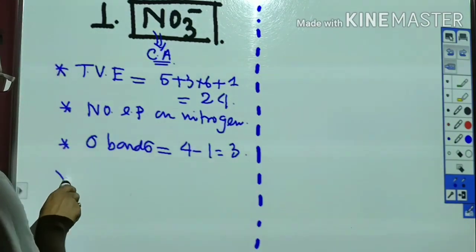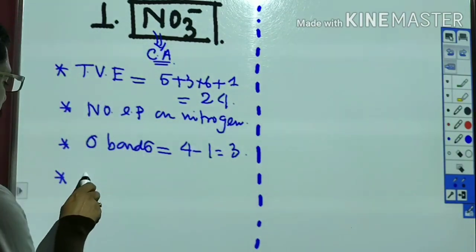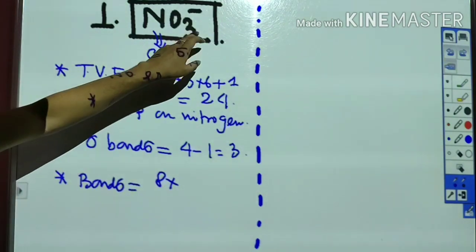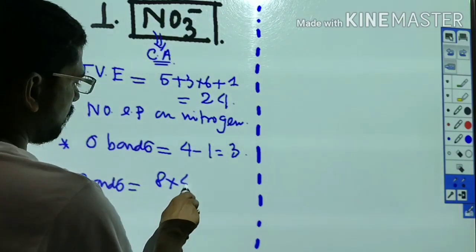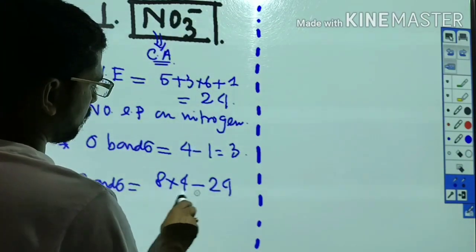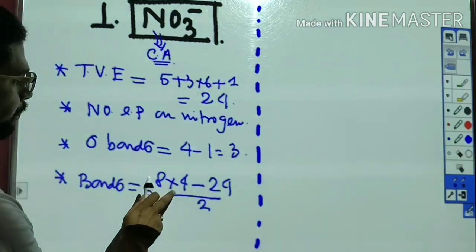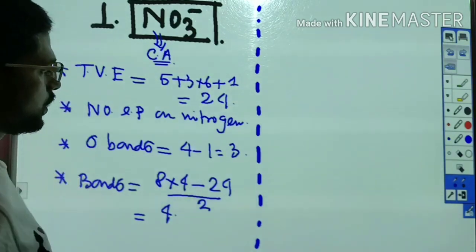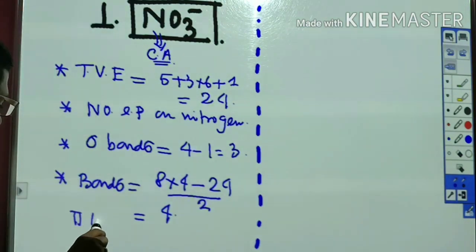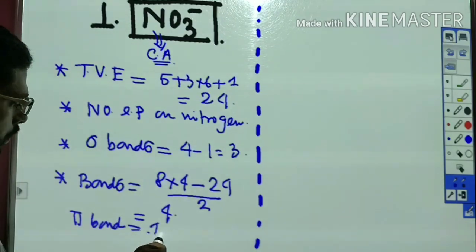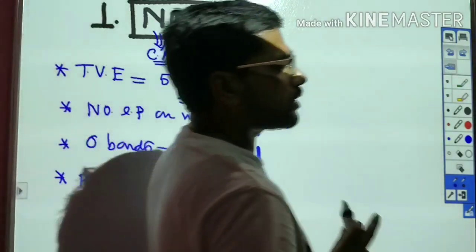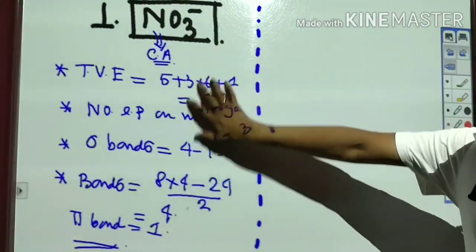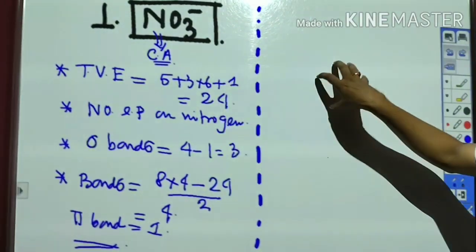Now pi bonds. In order to get pi bonds, we'll use the formula: total bonds equal to 8 multiplied by total number of atoms 4, minus 24 total valence electrons, divided by 2. So that will give you 32 minus 24, 8, divided by 2, so 4. So pi bonds will be: pi bond equal to 1. That's all. Done. Everything is done. I have got all the information of NO3 minus. Now based on this information, I will put the Lewis dot structure here.